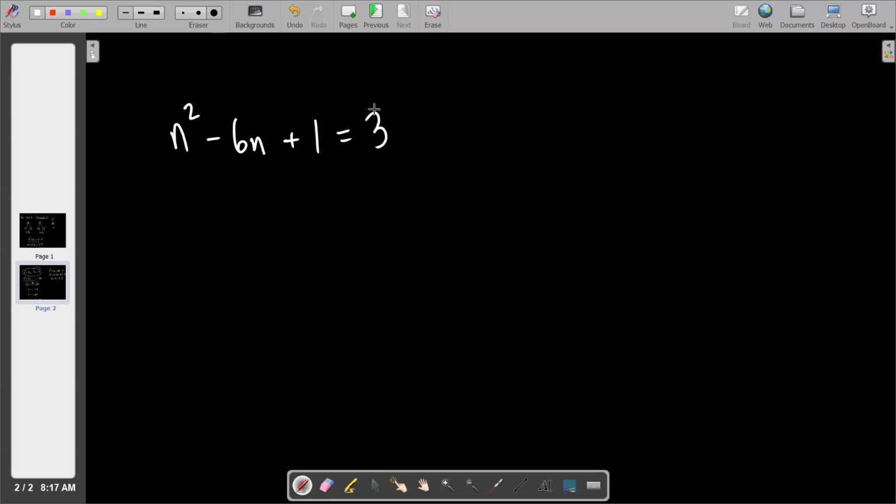Step 1, what do we do? Move that 1. You get n squared minus 6n. Leave a space equals what?